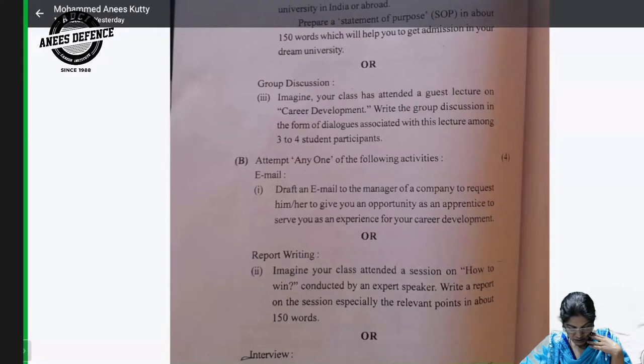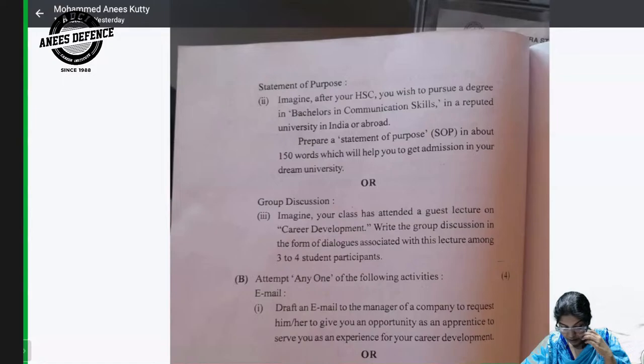Of course, that was an email. Again, something that we have done with the students. So the question here was, you have to draft an email to the manager of a company to request him or her to give you an opportunity as an apprentice to serve you as an experience for your career development.